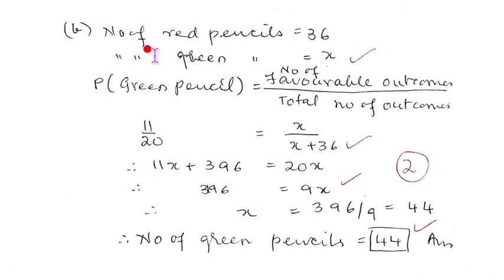Let us look at our statement. Number of red pencils 36 and number of green pencils, let them be x. So the total will be 36 plus x. Now probability of green pencils is 11 upon 20. So we'll write number of favorable outcomes upon total number of outcomes. Favorable, that means green pencils is x, total is x plus 36, cross multiply and you just solve it, and that will get you 44 as the number of green pencils. That's again for 2 marks.